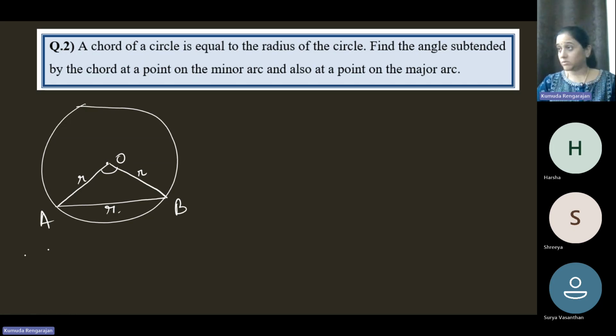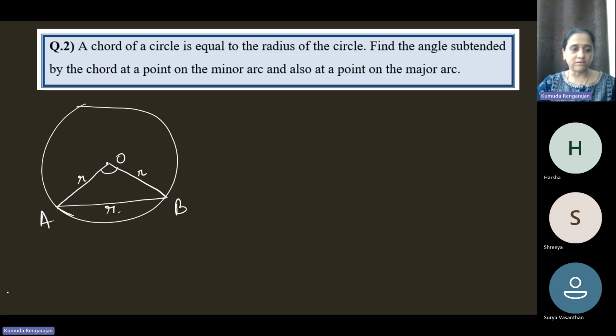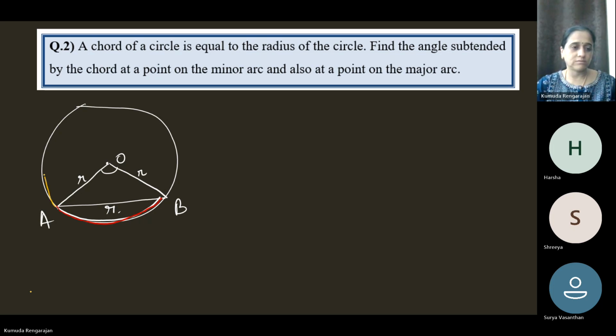AB is a chord whose length is equal to the radius of the circle. That makes triangle AOB an equilateral triangle. Find the angle subtended by the chord at a point on the minor arc and also at a point on the major arc. Now by our diagram, this is the minor arc. This is the minor arc. And this is the major arc. Major arc. Okay.